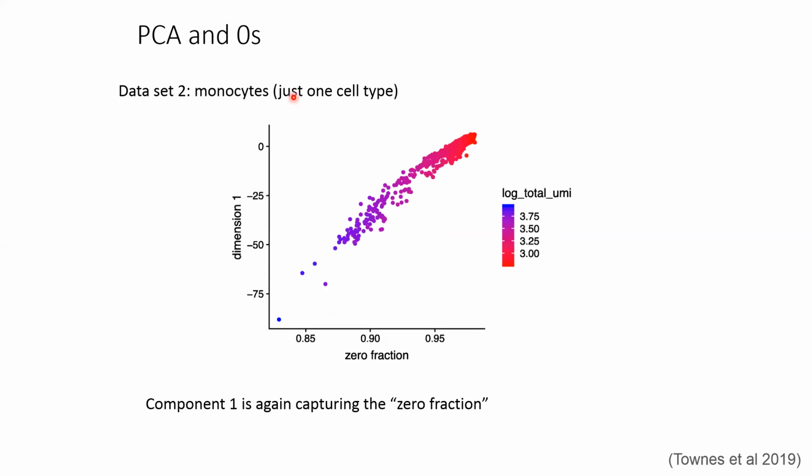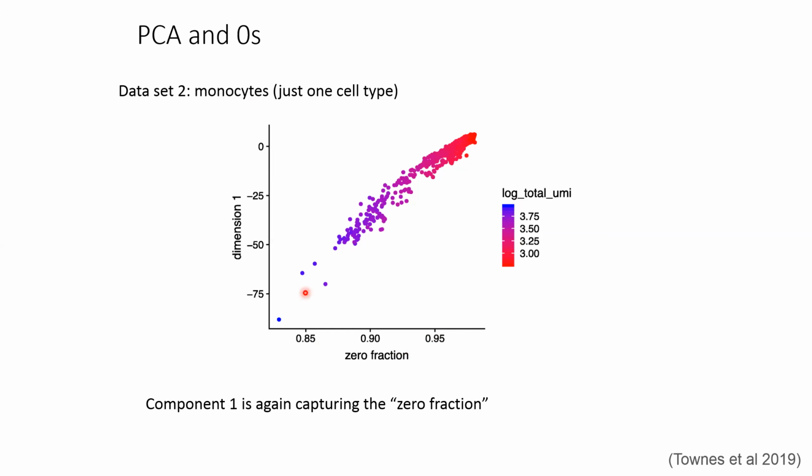So to test this, they did the same analysis, but on real data. But here the data is comprised of just one cell type. So there shouldn't be huge variation in smaller versus bigger cells that might have more or less counts of genes. The distribution in the fraction of zeros should be fairly uniform depending on the heterogeneity of this cell type. So here you can see how the first principal component captures the zero fraction again, or which cells have the highest proportion of zeros in their UMI count across all genes.